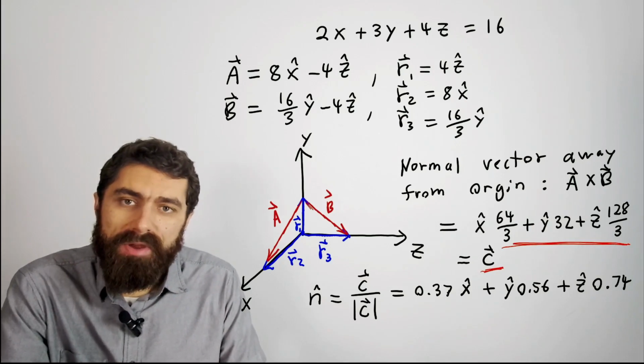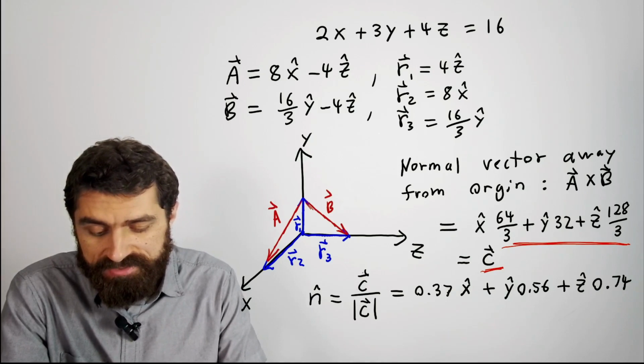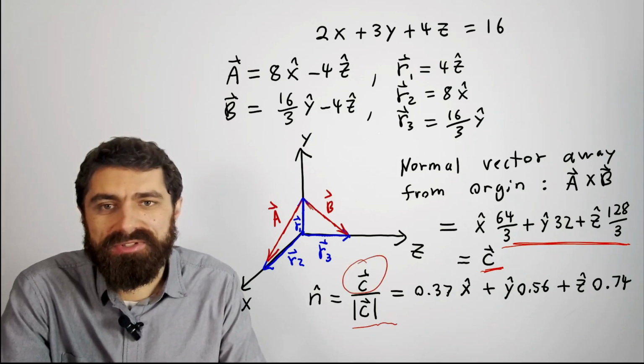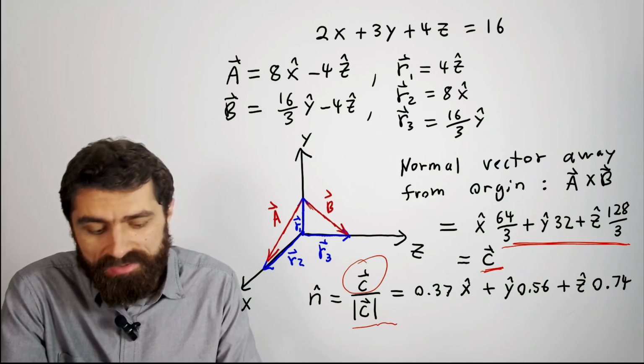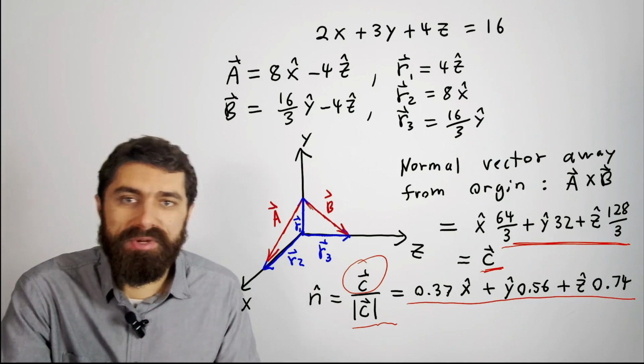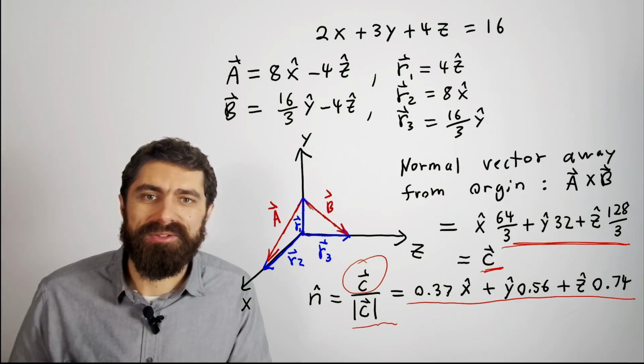So then if we want to find the normal unit vector, we just take this vector C and divide it by its magnitude so that it has a magnitude of 1. So I plug and chug with that, and I get this value here. So that's how we find the unit normal vector.